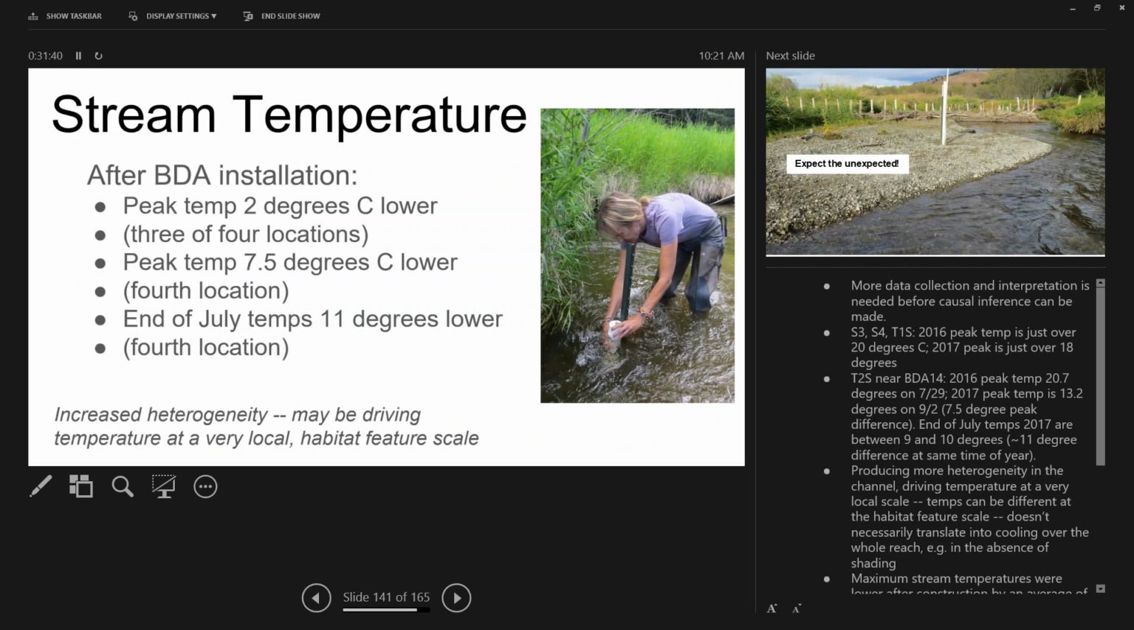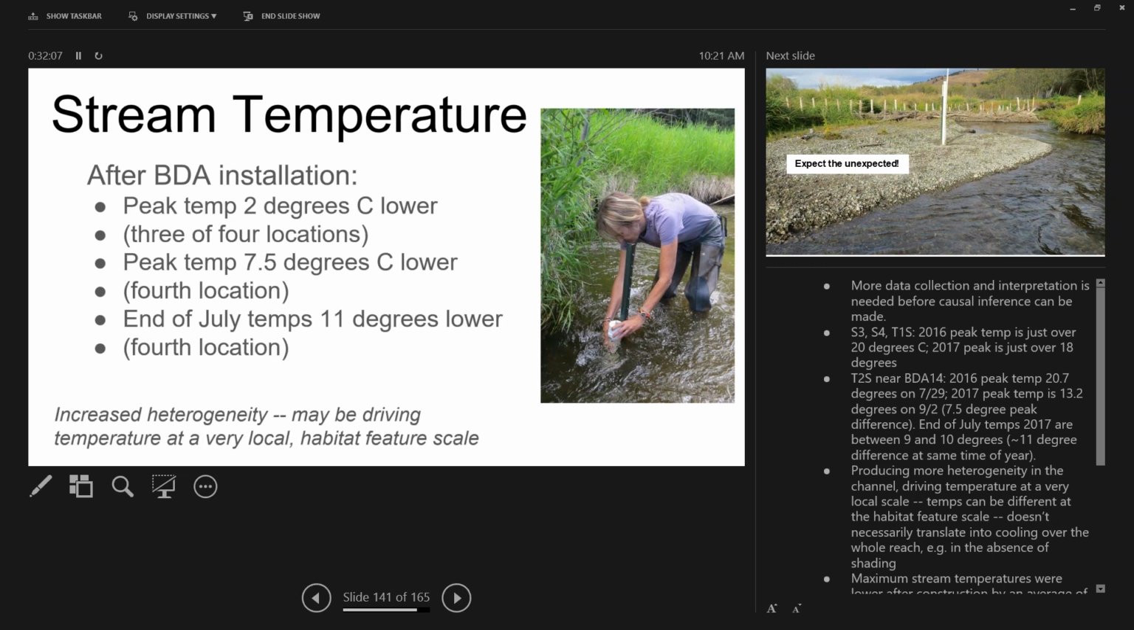Temperature data, I'm not going to try and make a causal inference here today, but just to share a couple interesting points: we saw our peak temperature being 2 degrees Celsius lower at 3 of 4 locations, compared to the beginning of construction versus a couple of years later. Our peak temp was 7.5 Celsius lower at the 4th location. And then we looked at our end of July temps, and they were 11 degrees lower at that 4th location too.